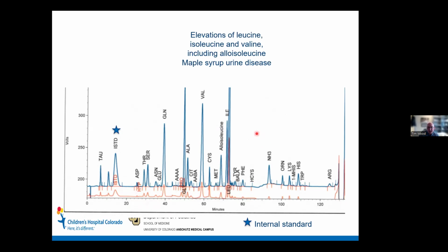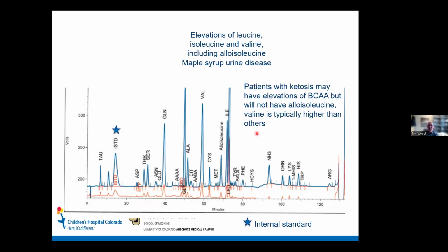But in patients with ketosis, you can also see elevations of the branched-chain amino acids. And what I typically do is I look very closely at where I should see allo-isoleucine. And if I don't see it, then I think the patient's probably just ketotic.